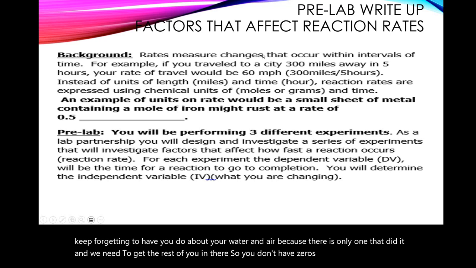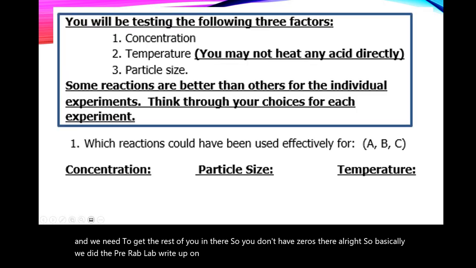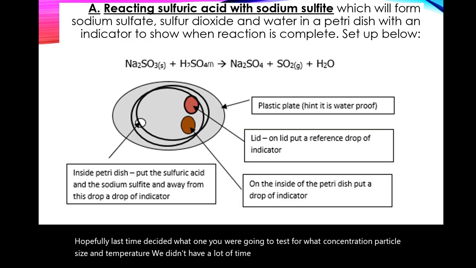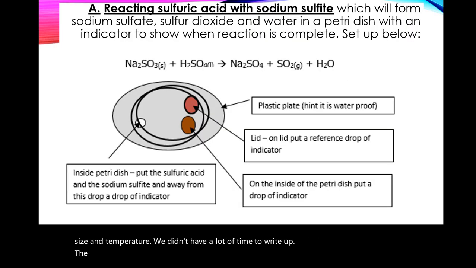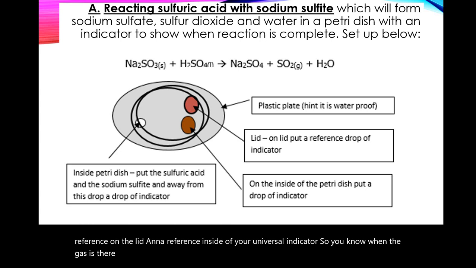All right, so basically we did the pre-lab write-up on the factors. We hopefully last time decided which one you were going to test: concentration, particle size, or temperature. We didn't have a lot of time to write up. The first reaction was sulfuric acid with sodium sulfite. Remember that you're going to put a reference on the lid and a reference inside of your universal indicator, so you know when the gas is there and has been produced, so it changes color.